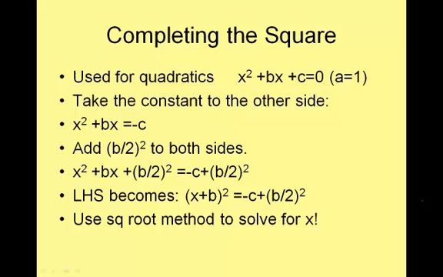We are trying to solve for x, but the way we do it is we try to complete the square on the left-hand side. Since we have x squared plus bx, we want to add b over 2 squared to both sides. If you do that, the left-hand side becomes x plus b over 2 whole squared, and on the other side you get negative c plus b over 2 whole squared. And then we want to use the square root method to solve for x. Now this method makes more sense when we work out a problem, so let's work out a problem.